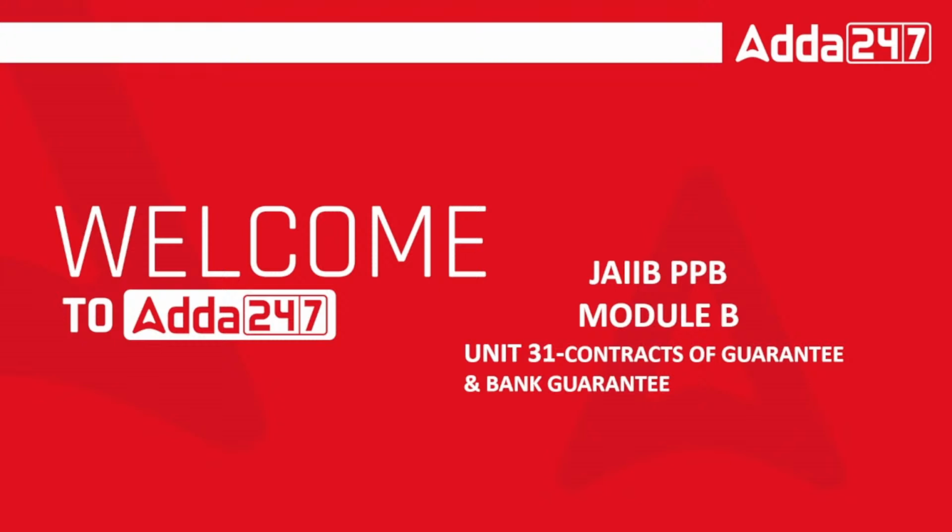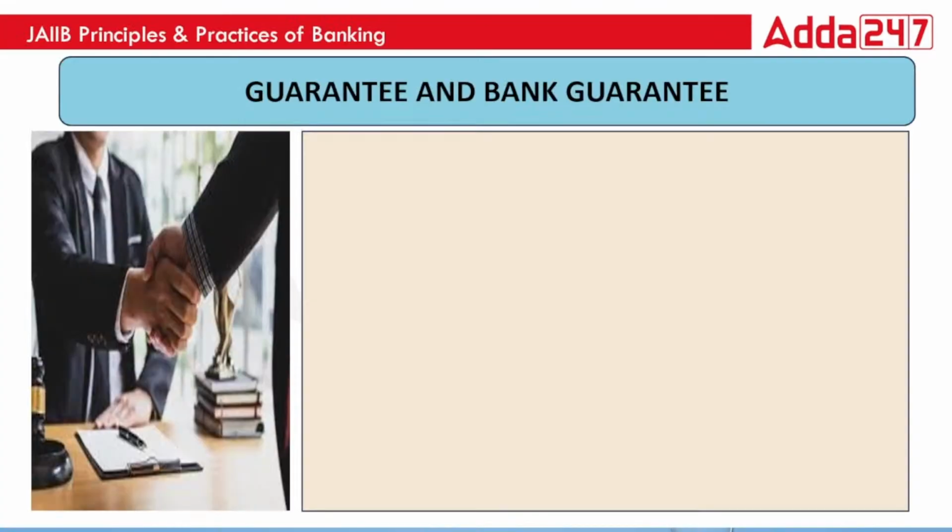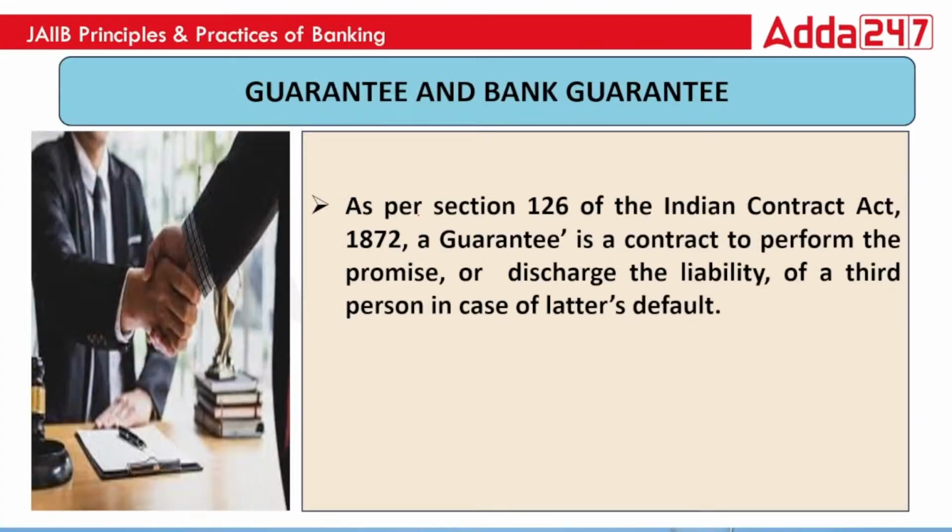So today we are taking up Unit 31, Contracts of Guarantee and Bank Guarantee. So first of all, what does guarantee mean? Guarantee means, as per Section 126 of the Indian Contract Act, a contract to perform a promise or discharge the liability of a third person in case of the latter's default.